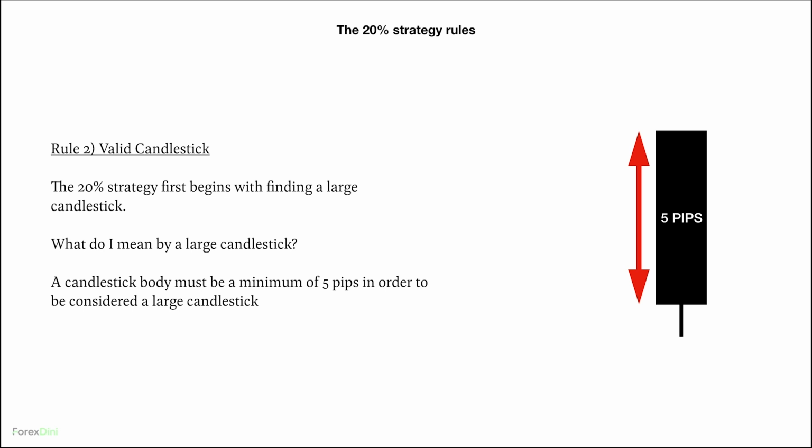Now, you're going to hear me say large candlestick many times when explaining the 20% strategy. Just for clarification, the large candlestick is the candlestick that is a minimum of 5 pips. That's what we consider the large valid candlestick. So if you hear me mention a large candlestick, it's the first candlestick in our system that has a minimum of 5 pips. The body is a minimum of 5 pips. So it's the first candle that we consider the large candlestick.